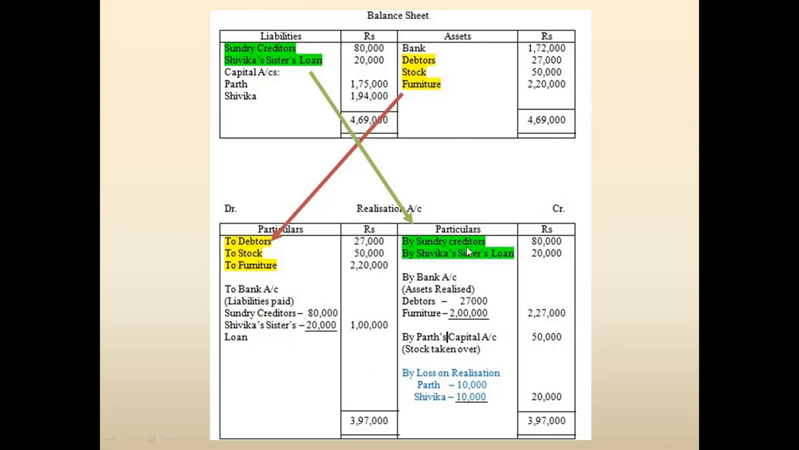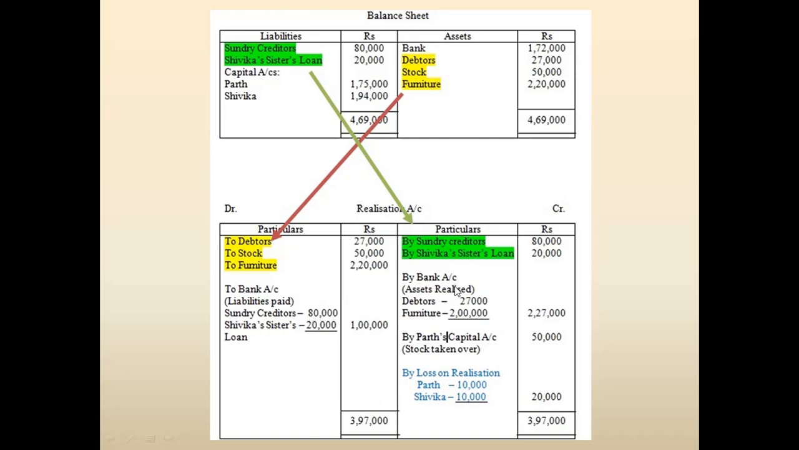After that, you write on the debit side, to bank account, in brackets, liabilities paid. Whenever you pay a liability, it will come up here. If the question is silent about the liability, then it will be assumed that the liability is paid in full. For example, in this particular question, if the question was silent about sundry creditors, it means by default that sundry creditors were paid in full, that is 80,000.